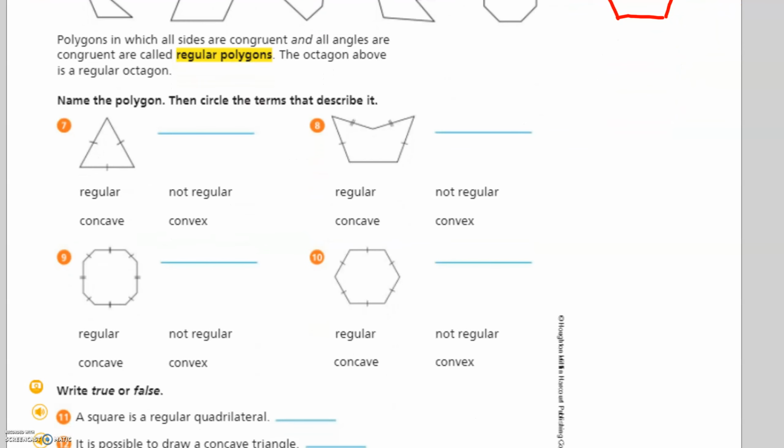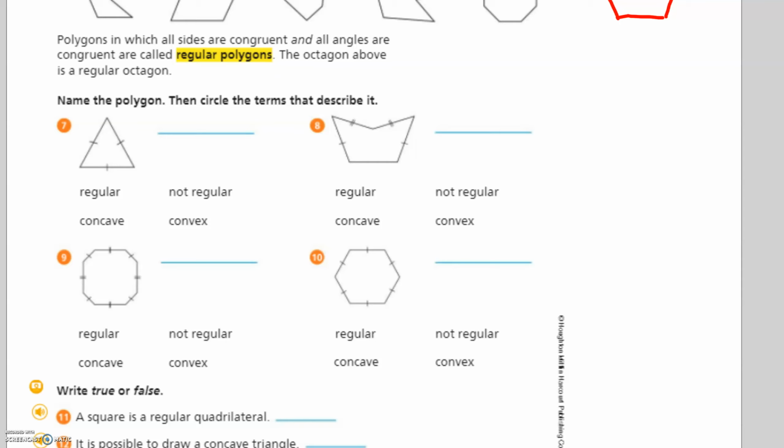Now, there's a lot of vocabulary here. Open, closed, polygon, not polygon, all the different terms for the number of sides. All of those polygons can be either regular or not regular. A regular polygon has all sides congruent and all angles congruent. Let me say that again. A regular polygon has all sides the same length, all sides congruent, and all angles are the same.